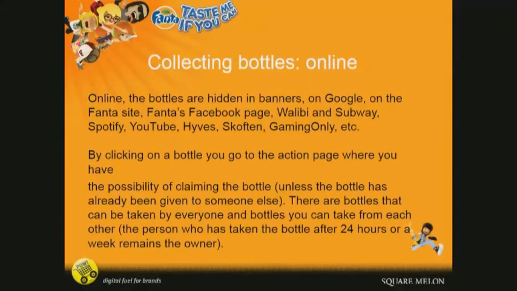How did they do it? Online bottles were hidden in banners on Google, on the Fanta site, on Fanta's Facebook page, in Walibi and Subway, so all the partners we had for this campaign. By clicking on the bottle, you went to the action page, with the possibility of claiming the bottle, unless the bottle had already been given to someone else. And there you could also steal bottles from somebody else, which was quite fun.